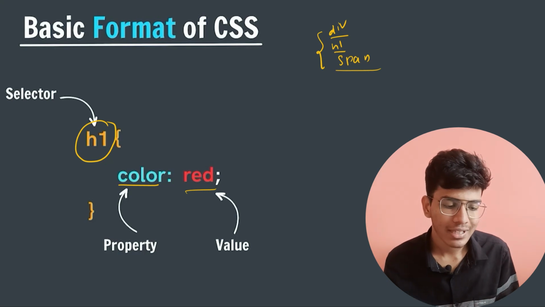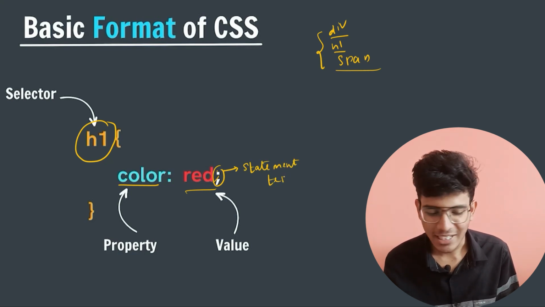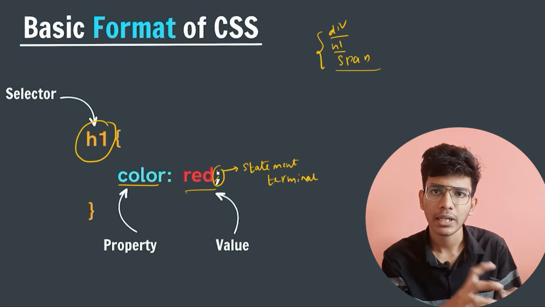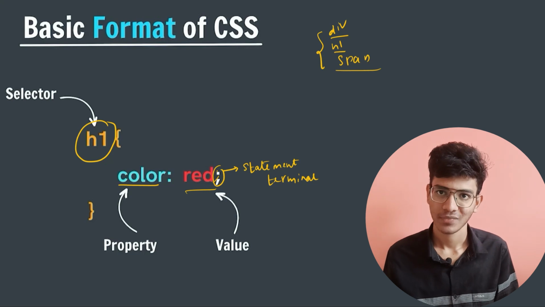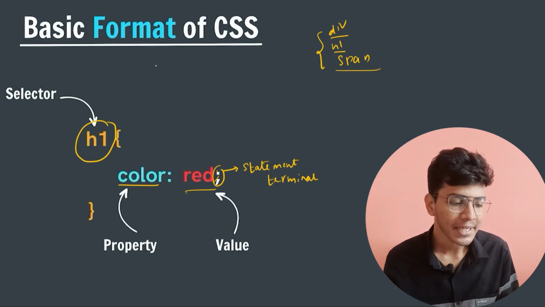Now after this, I will give a semicolon, and this is known as a statement terminator. A statement terminator is nothing but a full stop. This will show that for this property it has ended here. After that, I will close my curly bracket. Like this, I will write selectors.